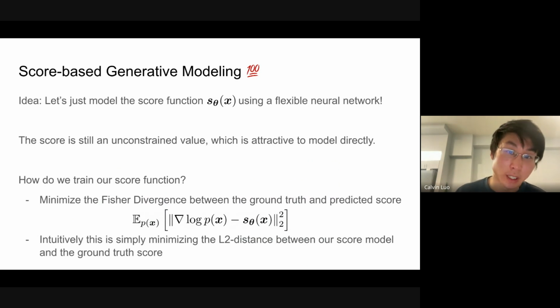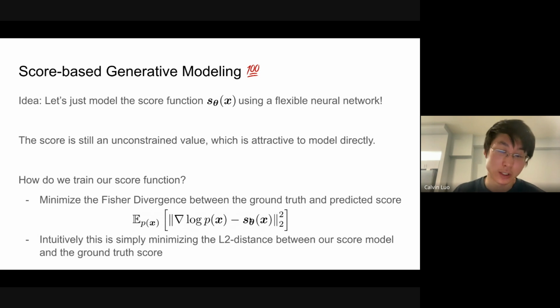So in score-based generative modeling, which is built off energy-based modeling, which was itself built off probability-based modeling, the idea here is let's just model the score function using a flexible neural network. And it's nice because the score is still an unconstrained value, which is attractive to model directly. And how can we train it? Well, we can minimize the Fisher divergence between the ground truth and predicted score.